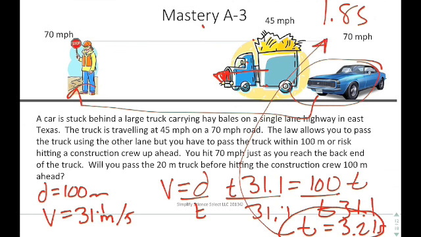Now, since the time that it takes to get to the construction crew is less than the time that it takes to pass the truck, this would actually be an acceptable passage at this point. Now, it's also kind of tight. It's about 1.4 seconds of leeway on either side, and then we're talking about very high speed. So it is a dangerous and risky pass, but it would work.